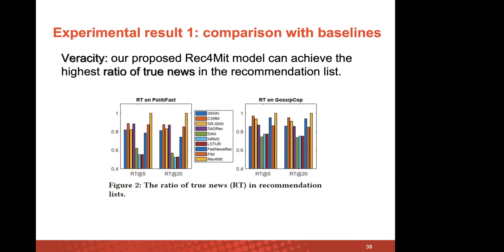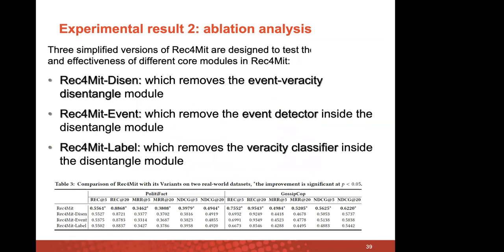And of course, because we have considered the veracity when we do the recommendation, we have the very high, what we call the truth ratio, the ratio of true news. And this is a part of the ablation study, shows the 3 modules. Each part plays an important role in achieving the final recommendation result.